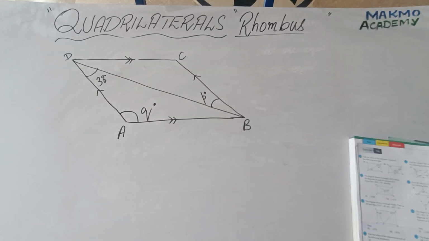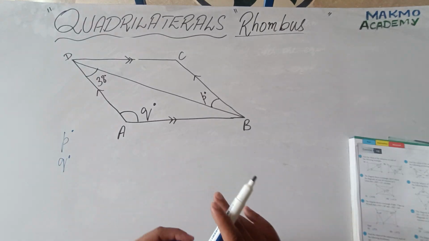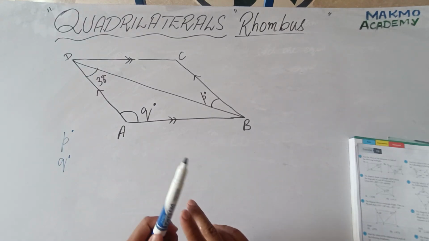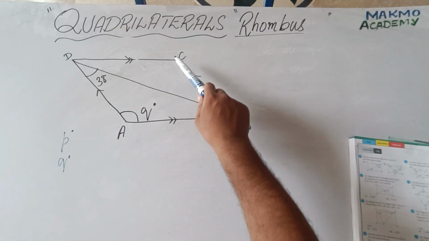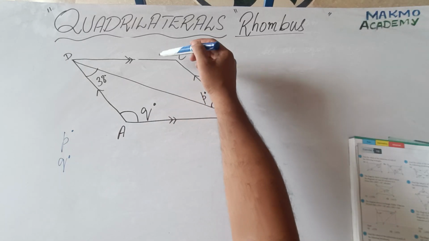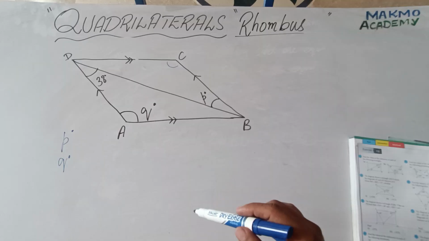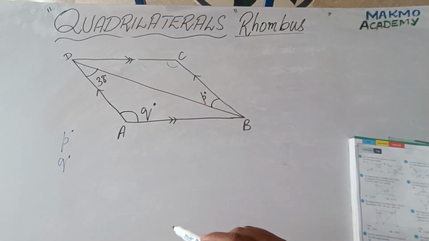Now we have a problem of rhombus. In this rhombus ABCD, we need to find the size of the unknown angles, which are P and Q. These two angles are unknown. As we have discussed, all four sides are equal in length, and opposite angles are equal in size. If angle Q is given but the opposite angle is not given, we cannot find the size of angle Q in this way.